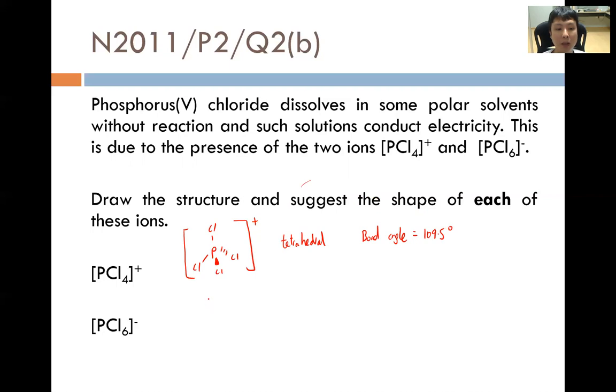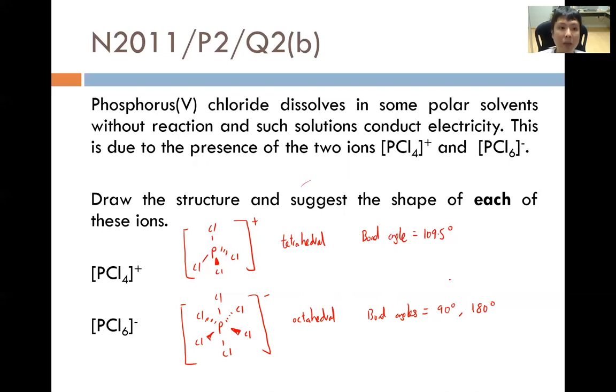On the other hand, for PCl6-, the phosphorus is in group 5, so it gains an electron. So we can say that there are 6 electrons in the valence shell, and it will form single bonds with each of the 6 chlorine atoms, and there will be 6 electron domains around the phosphorus. The shape of PCl6- will look like this, with 6 electron domains around it, and this shape is known as the octahedral shape. If you were to quote the bond angles, there will be a few we can quote: a bond angle of 90 degrees, and also a bond angle of 180 degrees. So that's the answer to this question.